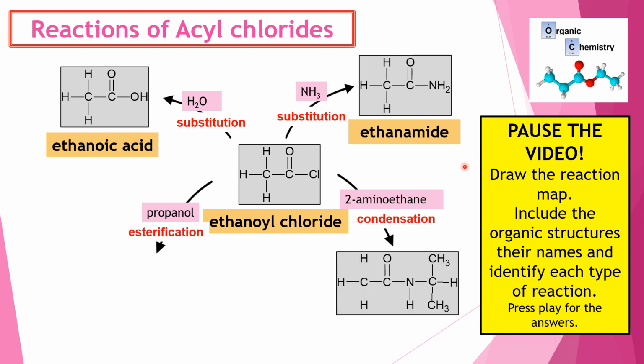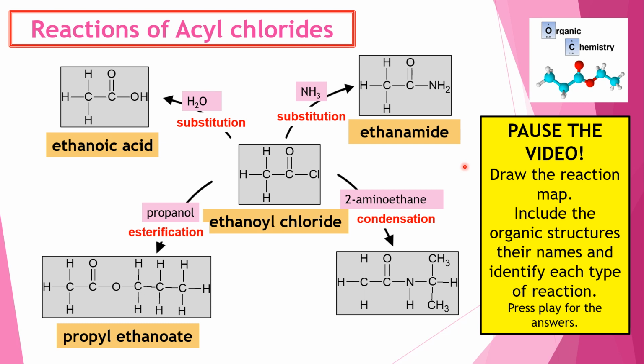Then we've got the condensation with the 2-aminoethane, or we might call this ethane-2-amine, which is the more correct name. So we're going to add those two together to make this amide. You don't need to know how to name this amide. We don't need to remember the name for secondary amides. And the last type of reaction, an esterification reaction, where we make an ester. Again, remember these last two will also produce hydrochloric acid.